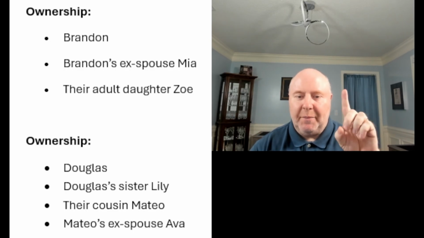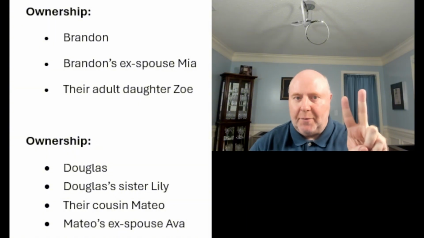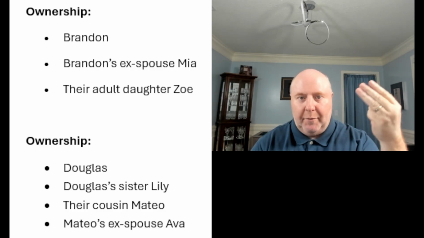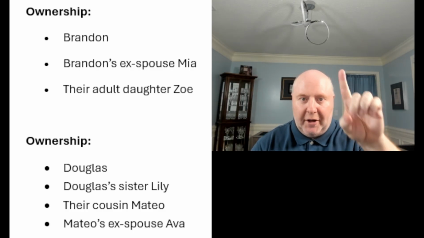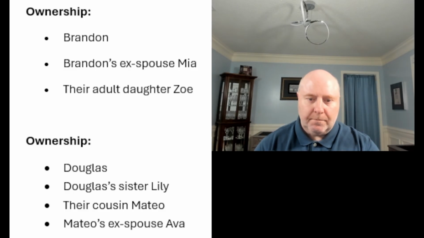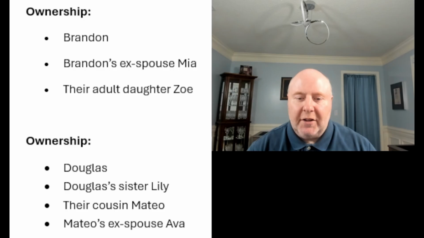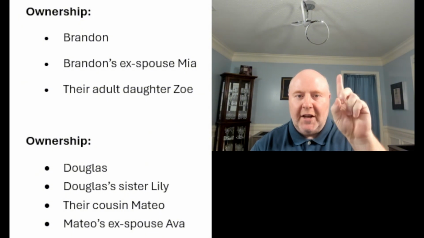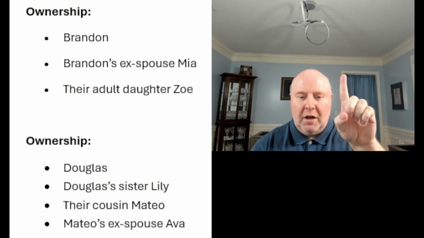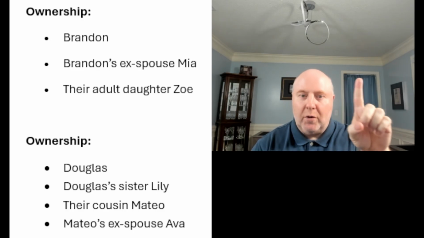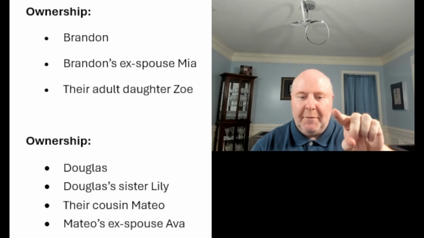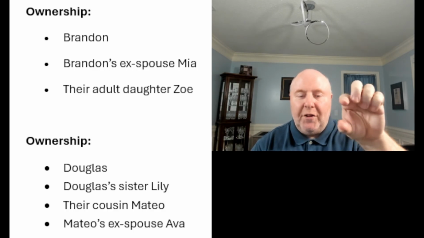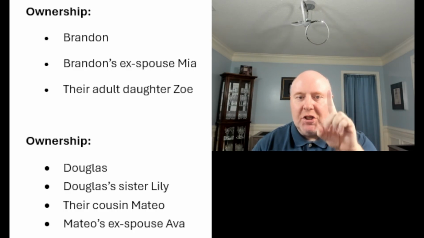1, right? It's going to be Brandon's ex Mia, it doesn't matter if they're married or not anymore, and their adult child, doesn't matter if they're an adult or not, but their child, Zoe. So there's 3 people, but they all count as 1 within the family rule. Here's our other one. Douglas's sister Lily, so we know Douglas and Douglas's siblings, they count as 1, okay? Their cousin, Mateo, we know cousins count as 1, they're part of the family. And Mateo's ex-spouse, Ava, she counts as 1. So in both of these scenarios, we're just going to have 1 shareholder.